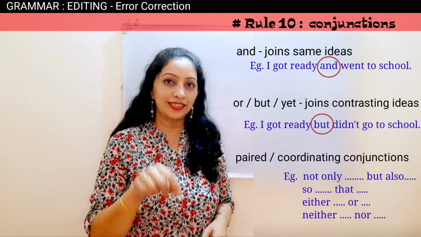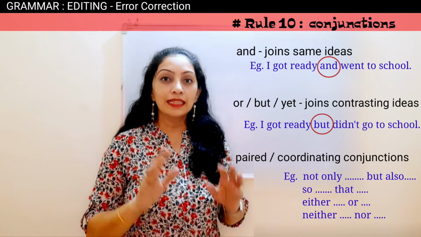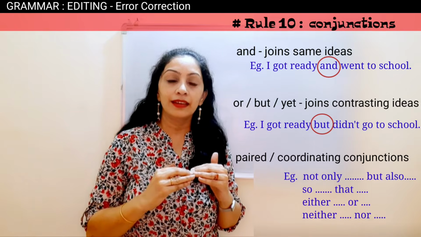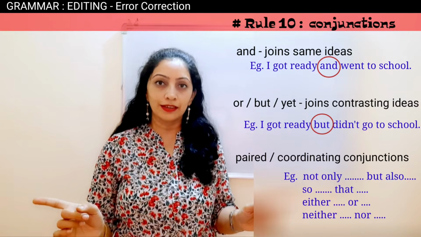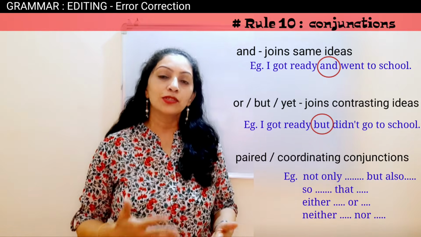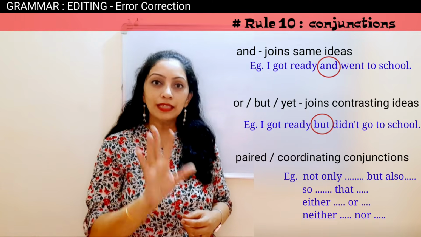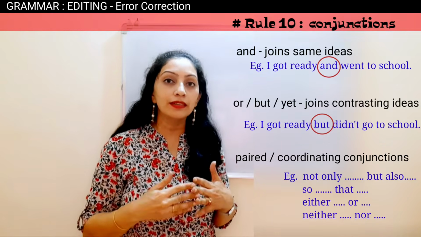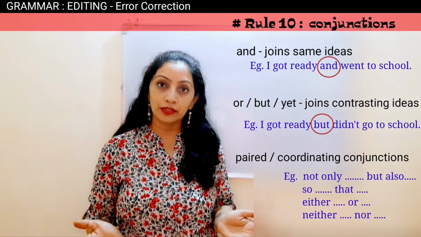The last tip of this session about error correction is conjunctions. There are certain conjunctions which join two sentences with same ideas, like "and". There are certain conjunctions which join two sentences with contrasting ideas, different ideas, like "or" or "but". There are many more such conjunctions, but the simplest ones are and, or, but. Whenever "and" is used, the sentences should match in ideas. Whenever "or" or "but" is used, the sentences should be contrasting.